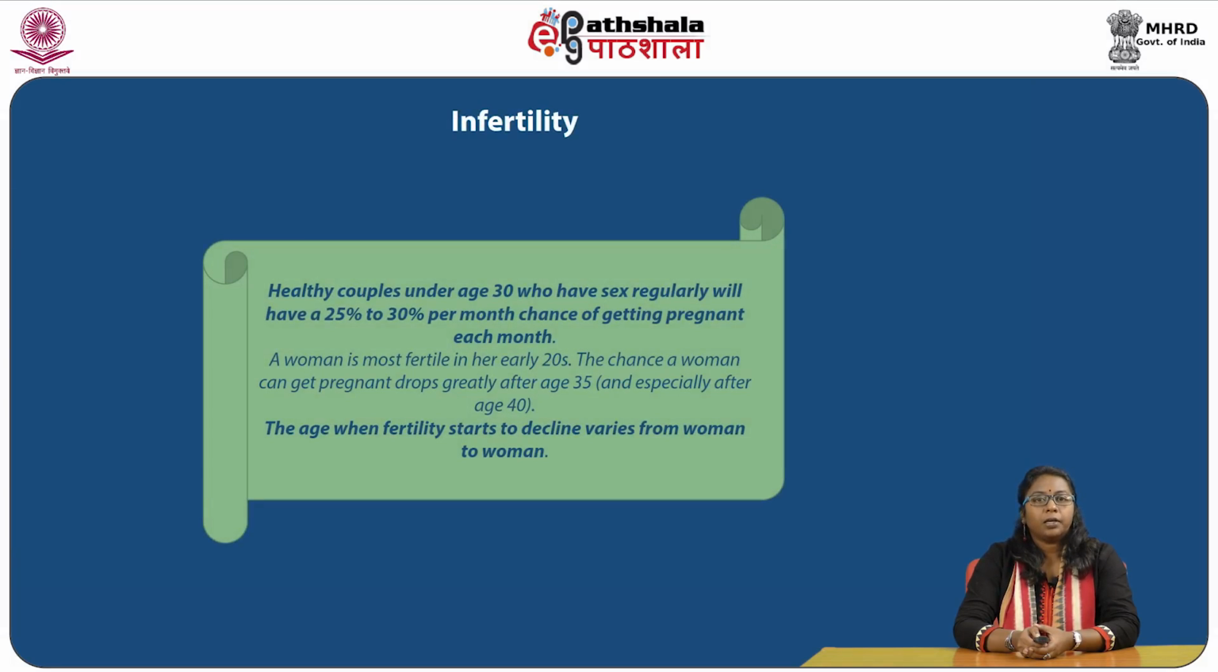Healthy couples under age 30 who have sex regularly will have a 25% to 30% per month chance of getting pregnant each month. A woman is most fertile in her early 20s. The chance of a woman getting pregnant drops greatly after age 35 and especially after age 40. The age when fertility starts to decline varies from woman to woman.